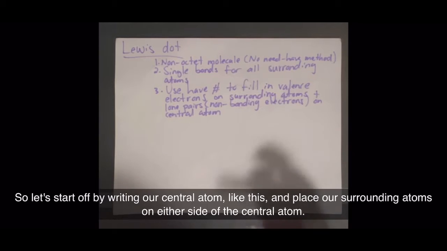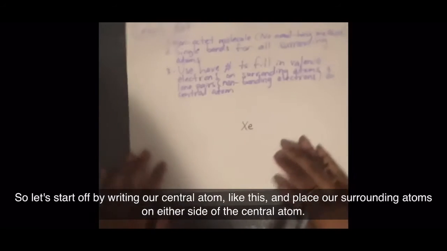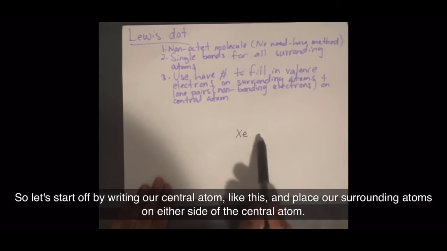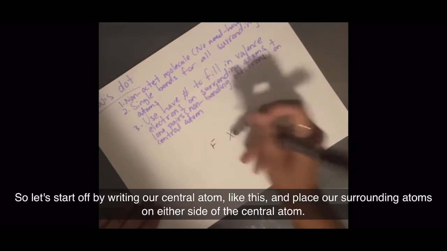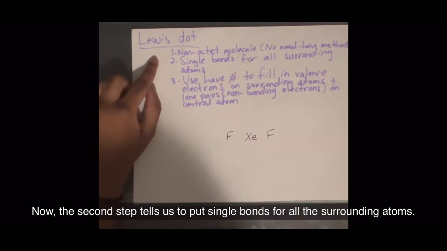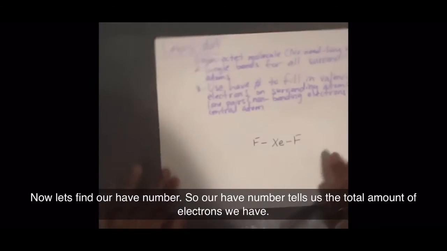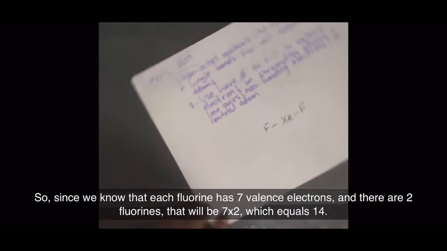So let's start off by writing our central atom like this and placing our surrounding atoms around, on either side of the central atom. Now, the second step tells us to put single bonds for all the surrounding atoms. Now let's find our half number. So our half number basically tells us the total amount of electrons we have.